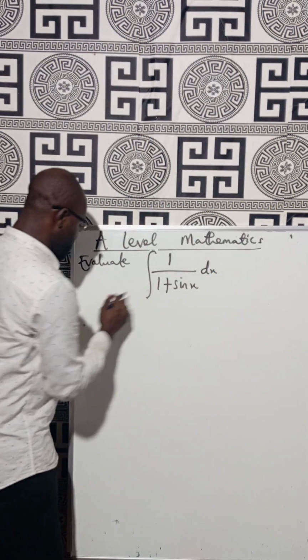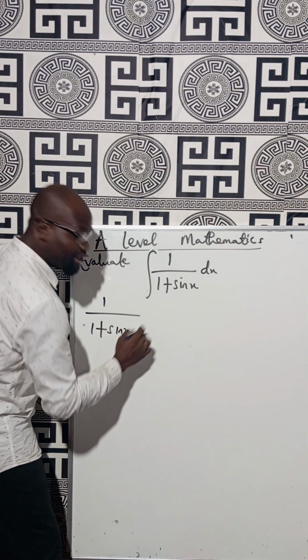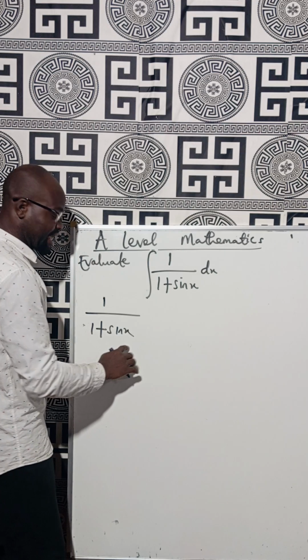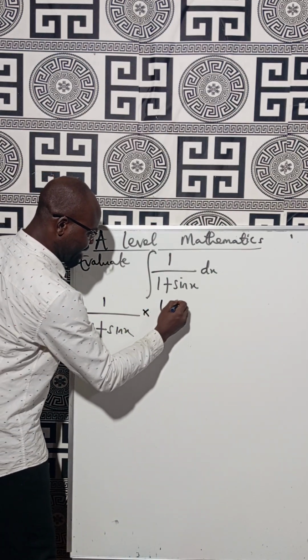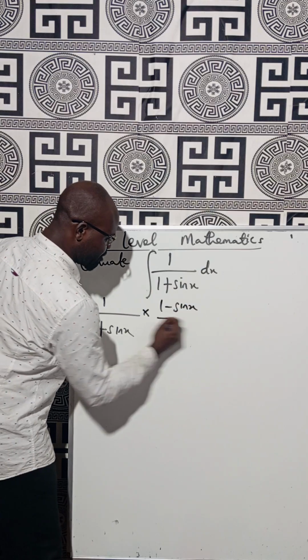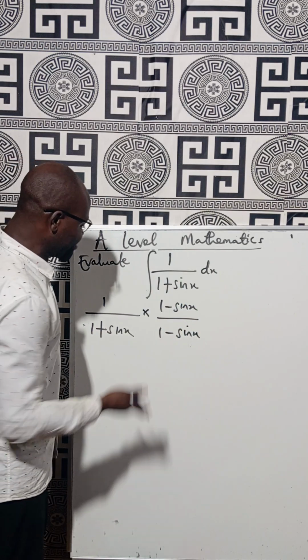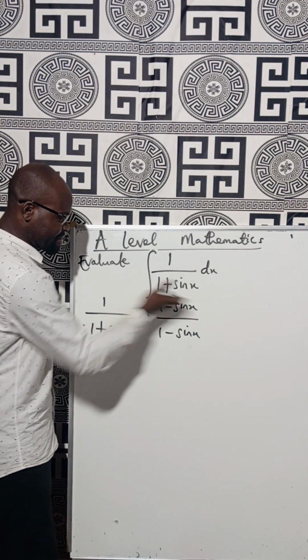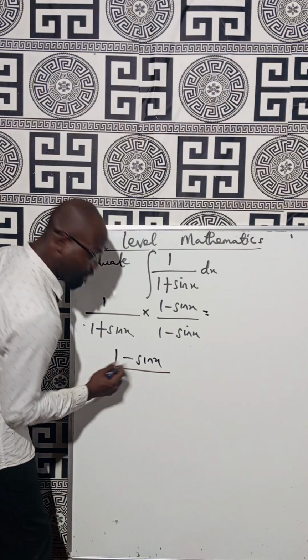Now what we have here will be 1 all over 1 plus sine x. You can say that the conjugate of 1 plus sine x is 1 minus sine x. So use that to multiply 1 minus sine x at the numerator and also at the denominator. Hope you understand. So let's multiply. 1 times this is still the same thing. It's 1 minus sine x, all over.